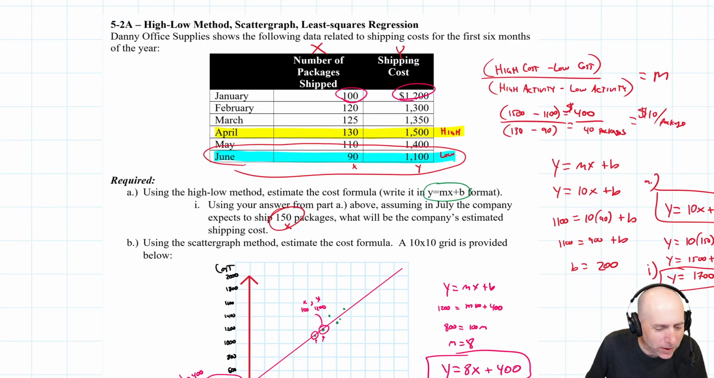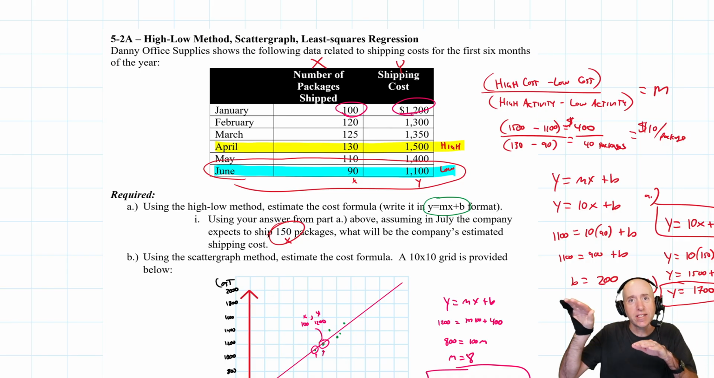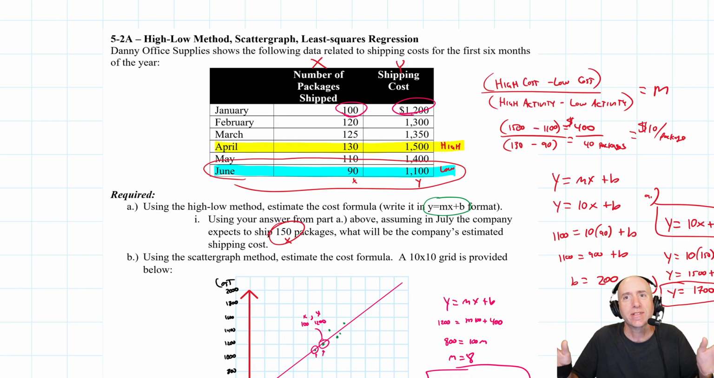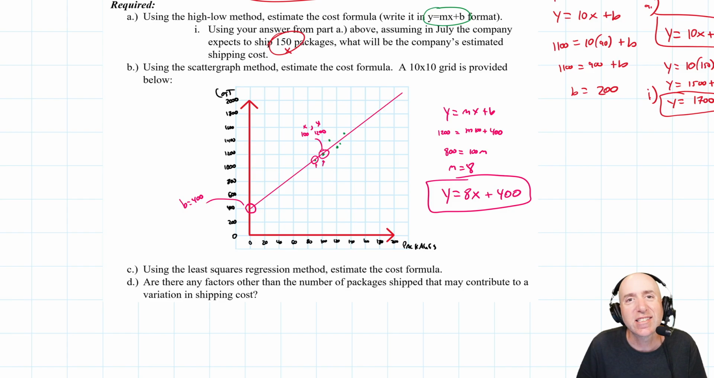Welcome back. We've been working through problem 528. In part one of the video, we learned the high-low method, and we estimated our cost formula y equals mx plus b using the high-low method. In part b, we plotted this on a graph and did the scattergraph method. Now in part C, we're going to use Excel to do a least squares regression.